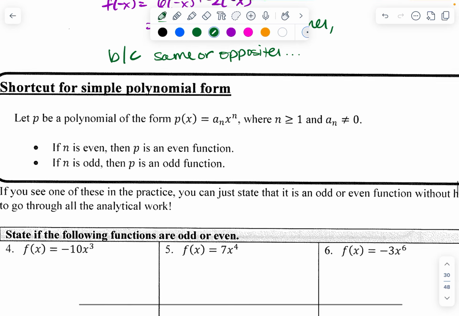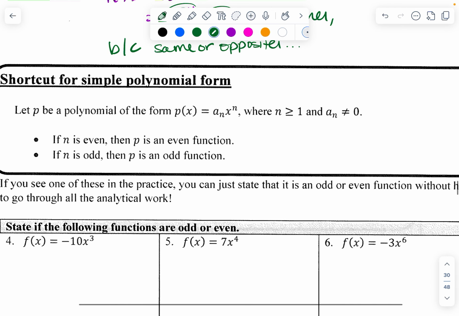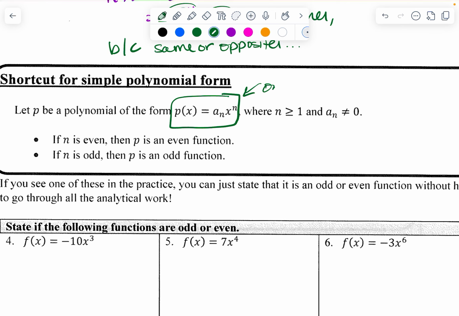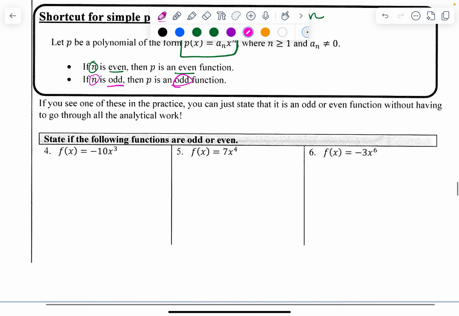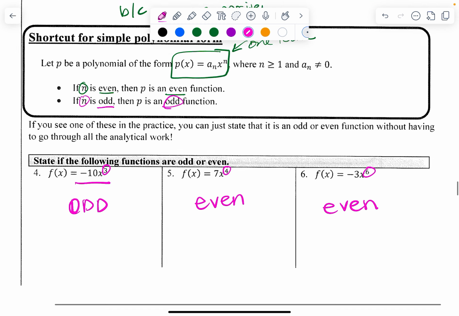All right. And then lastly, a shortcut for simple polynomial form. If a polynomial is simply one term, then if the power is even, the function's even. If the power is odd, then the function is odd. So for example, this is one term. The power is odd, so therefore this is an odd function, no test needed. This is one term, this is an even power, therefore the function is even. No test needed because it's just one term.